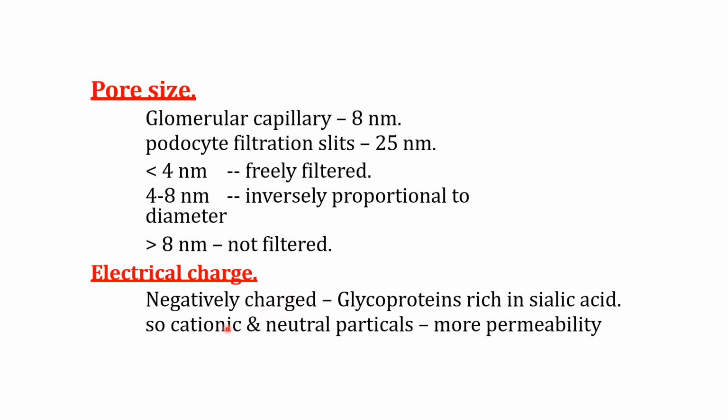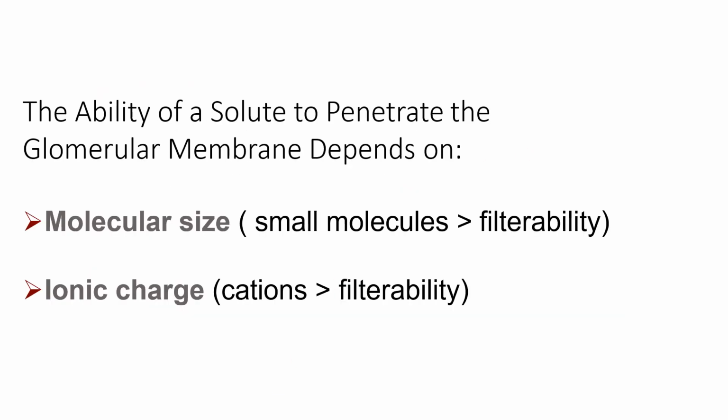And coming to the electrical charge, because the glomerular membrane contains negatively charged glycoproteins, which are rich in sialic acid, the cationic and neutral particles are more permeable. So because the membrane contains negative charges, this negative charge attracts positive, so cationic and neutral particles are readily permeable. So the ability of a solute to penetrate the glomerular membrane depends on the molecular size and ionic charge.